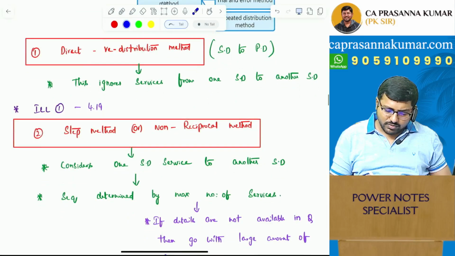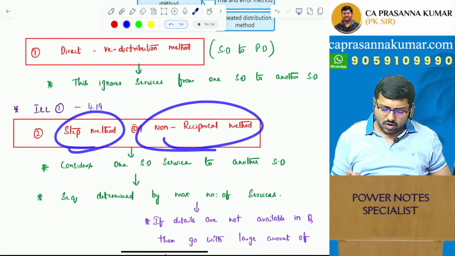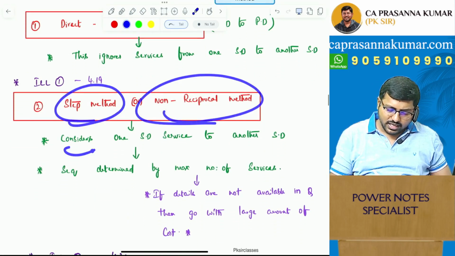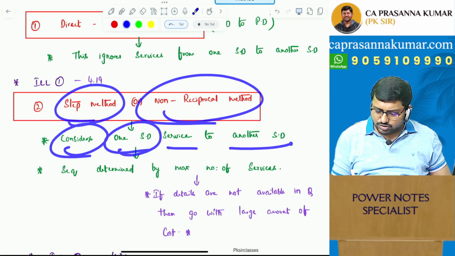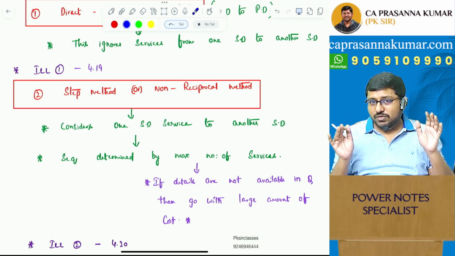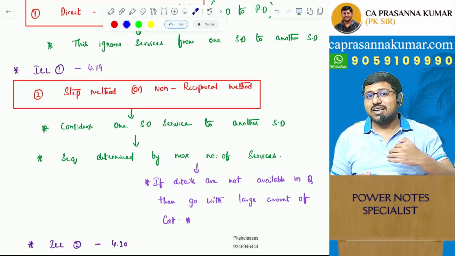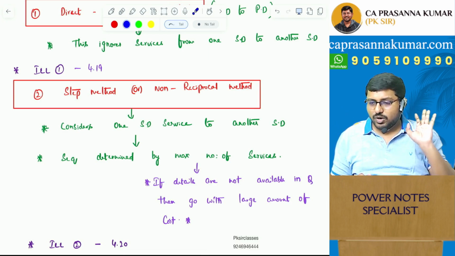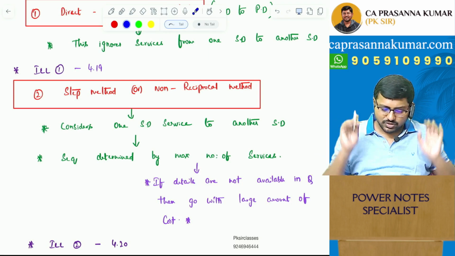Next, we'll be looking at the step ladder method or non-reciprocal method. In this, what happens? It considers one service department's service to another service department. You got the point? But it will be like a one-way traffic. Either you can give service or you can take back service. Now here there are some important points you need to understand while solving sums.